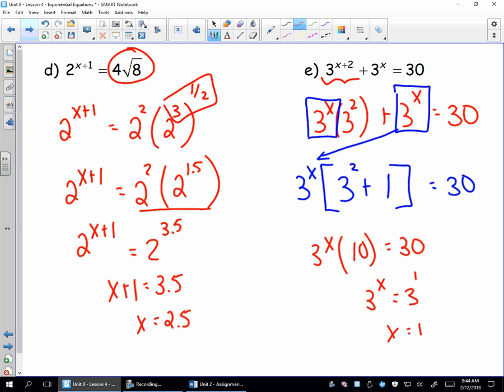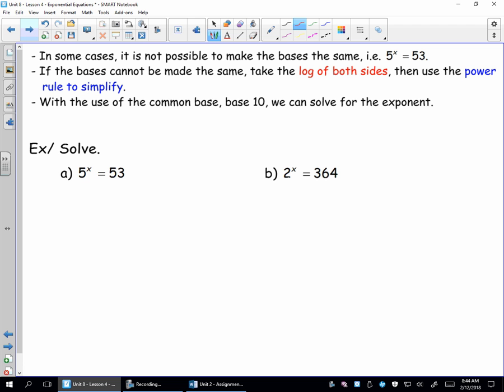Okay, so that's kind of a tricky question. A way of dealing with things when you have a plus sign is try common factoring. But to common factor, you may have to make sure you have the same thing in both. Sometimes we can't make the bases the same. For example, 5 to the x is 53. I can't make 53 out of a 5. That's not possible.